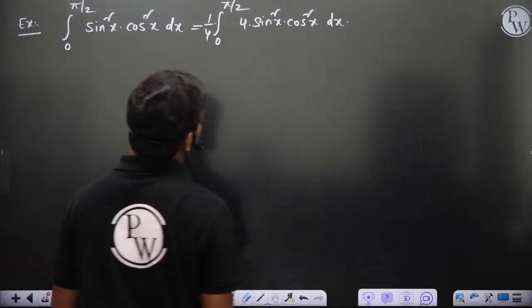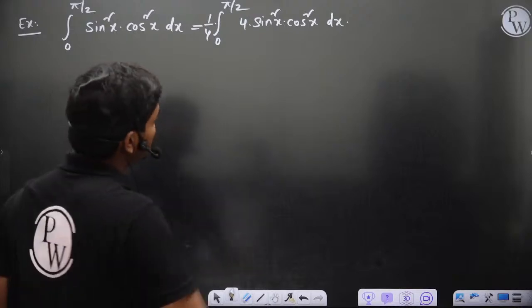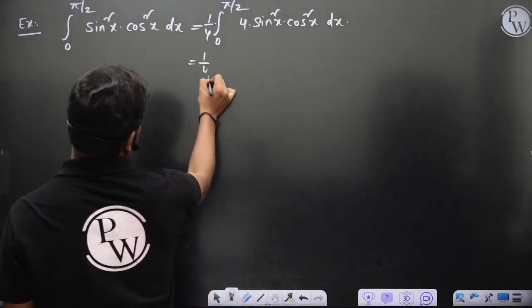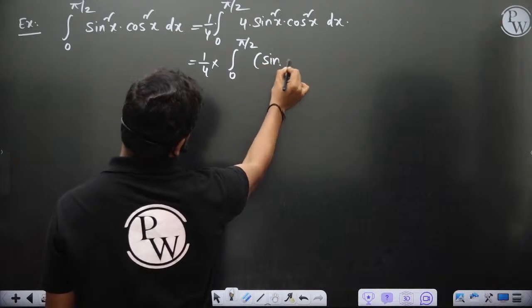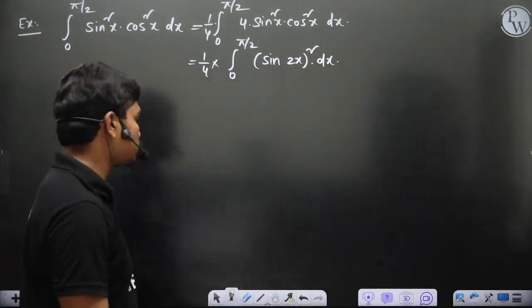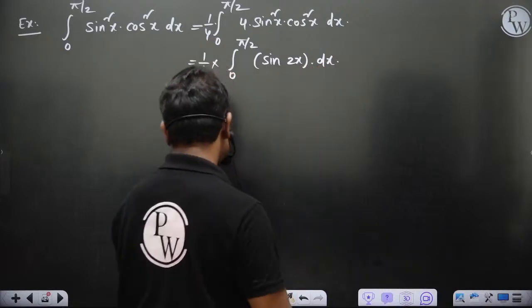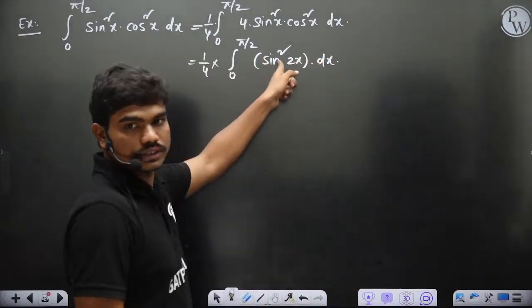Okay, so that's what I can do. Maybe you can multiply a 4 and divide with 4, then ultimately 4 gets cancelled, you'll get the same thing. So this is something like 1 by 4 integral 0 to pi by 2, this is sine 2x whole square dx. So this is sine square 2x, so sine 2x whole square can be written as sine square 2x. Okay, so sine 2x is 2 sin x cos x.